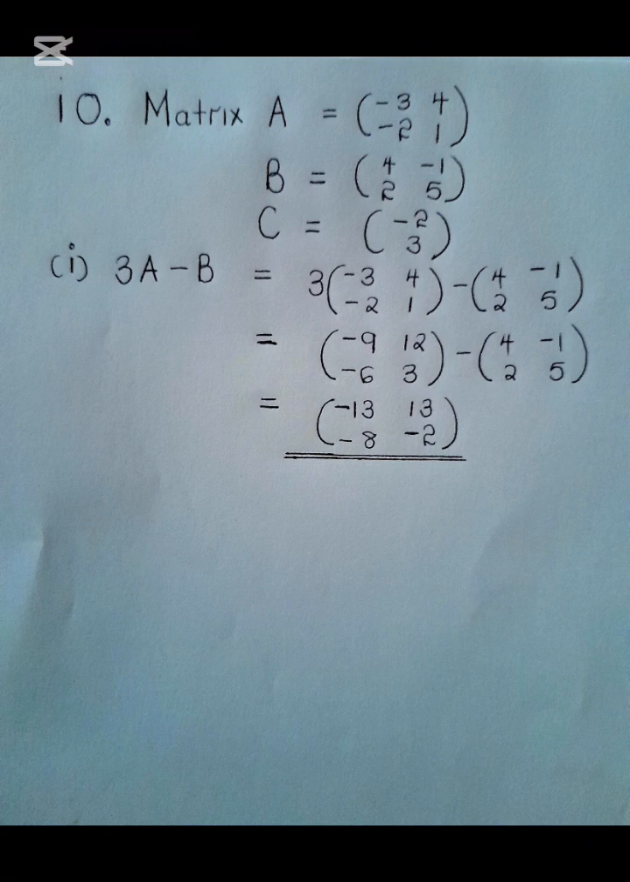Minus 9 minus 4, it is minus 13. 12 minus 1, we get 13. Minus 6 minus 2, we get minus 8. And then 3 minus 5, we get minus 2. So our answer is going to be minus 13, minus 8, 13, minus 2. So this was the expected answer on the first part of the question.